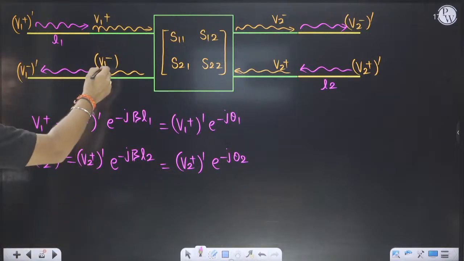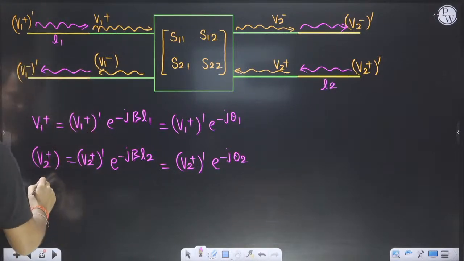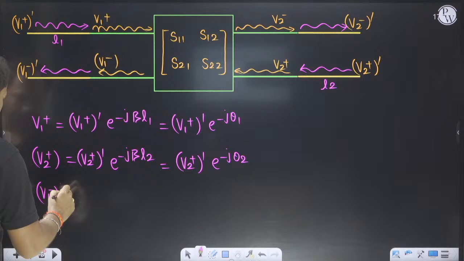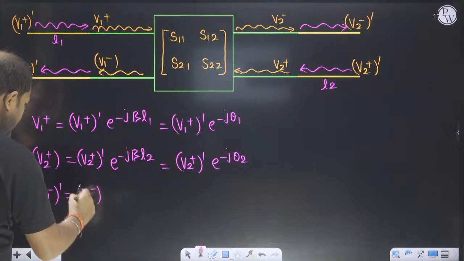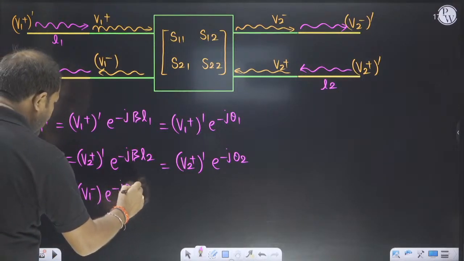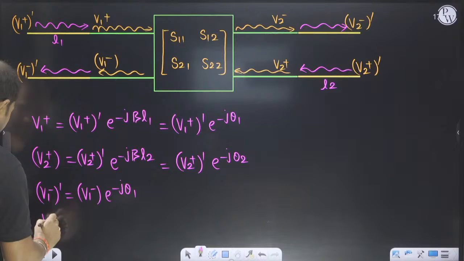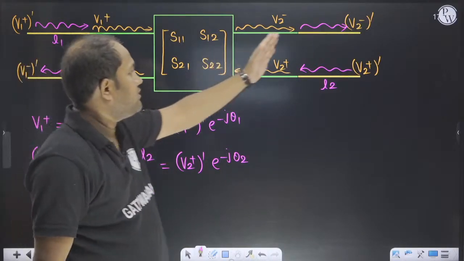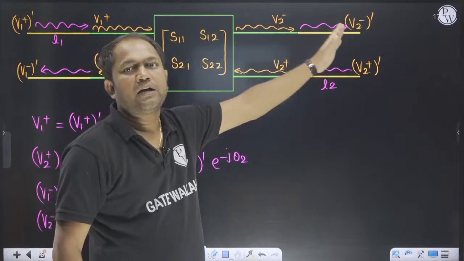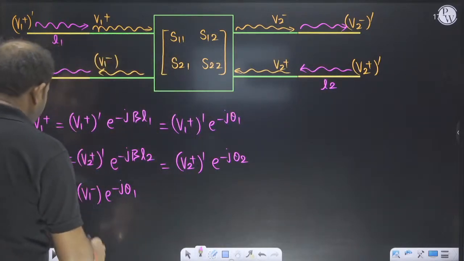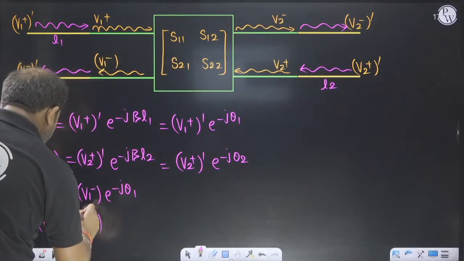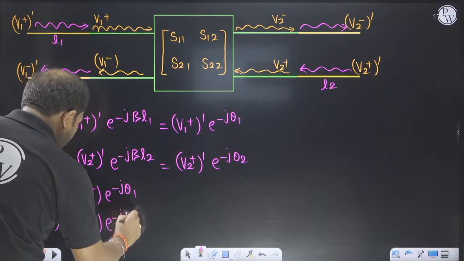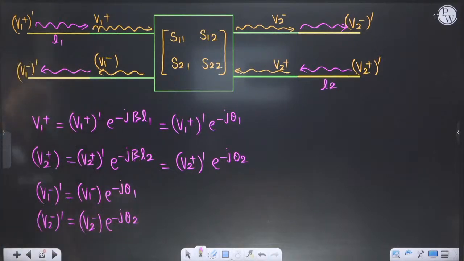Then you are getting V1 minus dash. So V1 minus dash is equal to V1 minus e to the power minus j theta 1, and V2 minus dash is equal to V2 minus e to the power minus j theta 2, simply in terms of length. Yes sir.